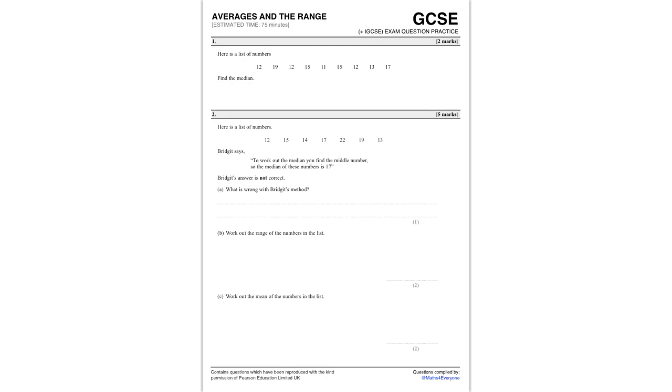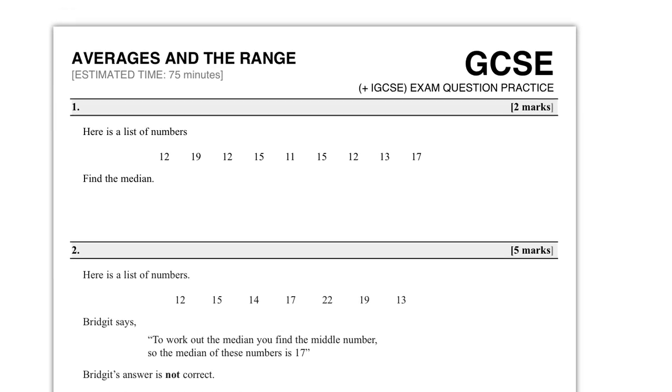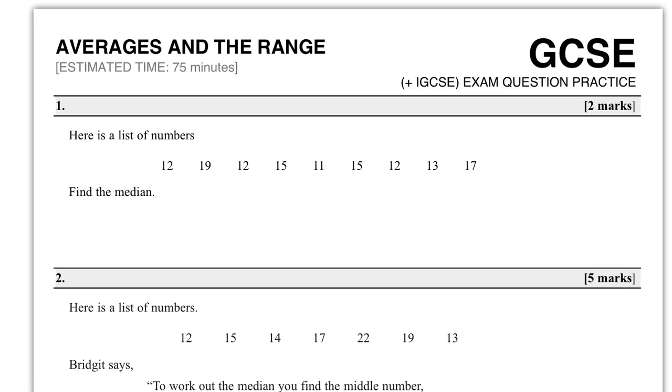Okay, so averages and the range. Right, let's have a look. Here is a list of numbers. Find the median. So step one, what do we need to do? Order them. Yeah, we need to put them in order. So what do we have?